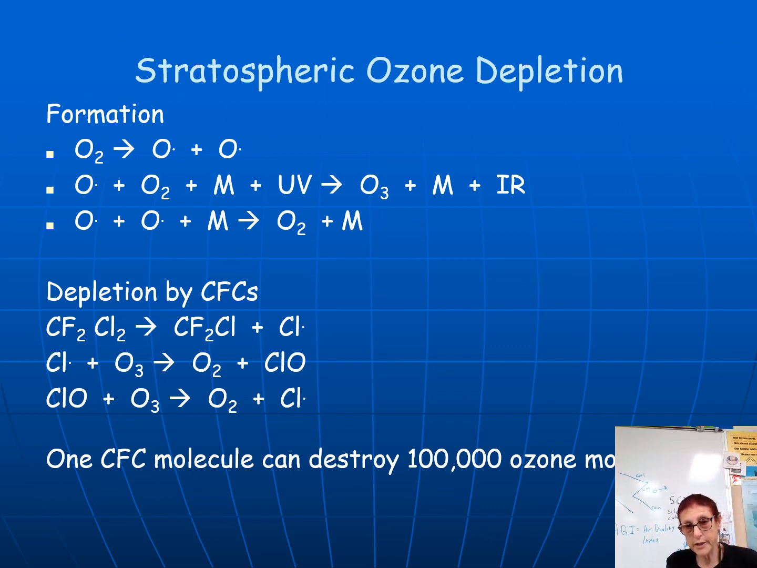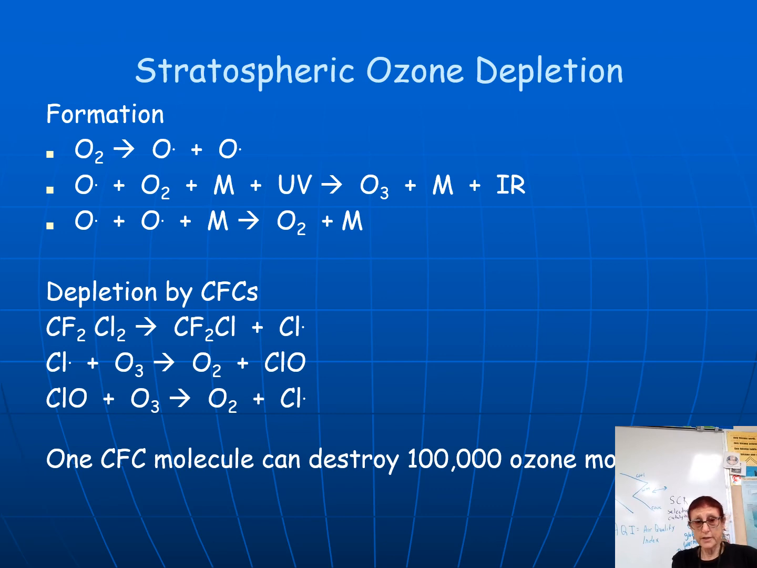So your other global issue is stratospheric ozone depletion. And in your notes, you have the reactions for both the formation and an example of depletion by using one particular CFC or Freon, which I think was Freon 12. So when you look at those reactions, part of the reason why I give you all the reactions is not only because I really like chemistry, but because you need to know these for the AP exam. That's why they're here.